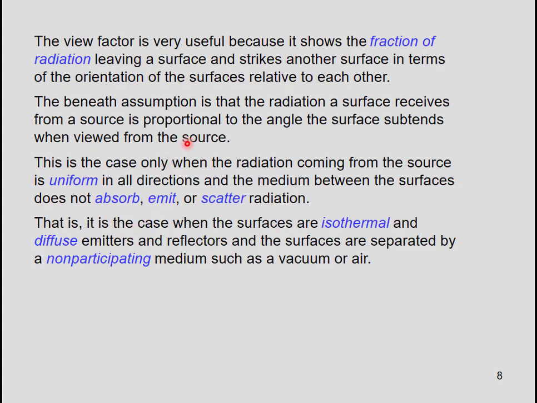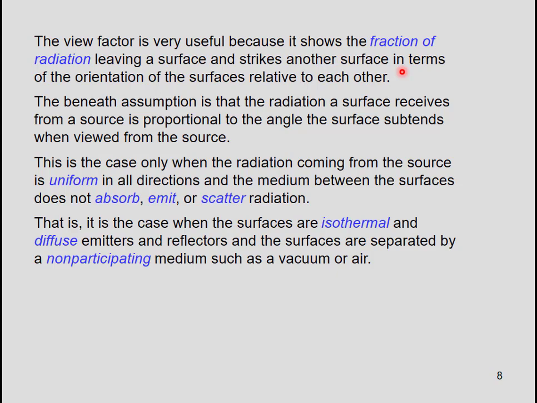And why is this view factor important? Actually, we need to know how much of the radiation coming from a surface strikes the second surface. By knowing this fraction, we can understand how much heat transfer is happening due to this radiation. And as I told you, this fraction of the radiation can be defined by the view factor. So the view factor is very useful because it shows the fraction of radiation leaving a surface that strikes another surface.